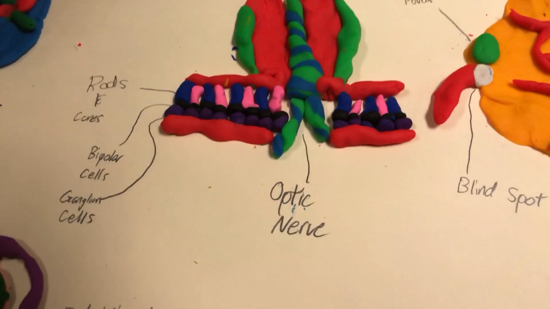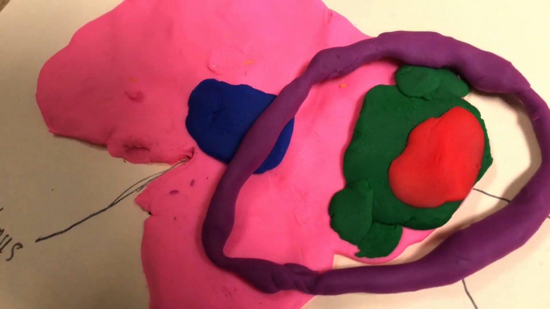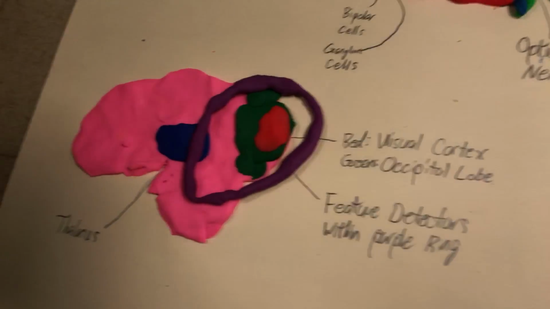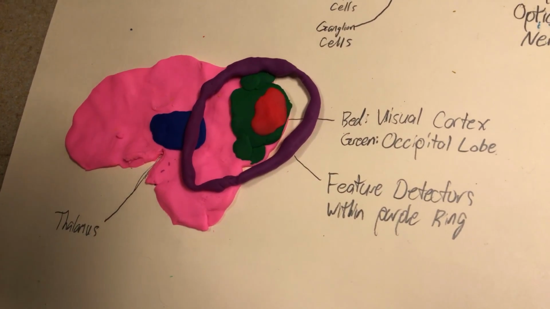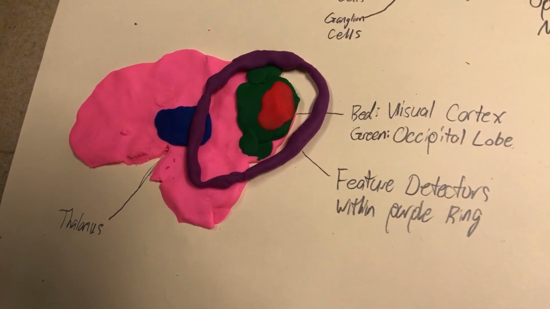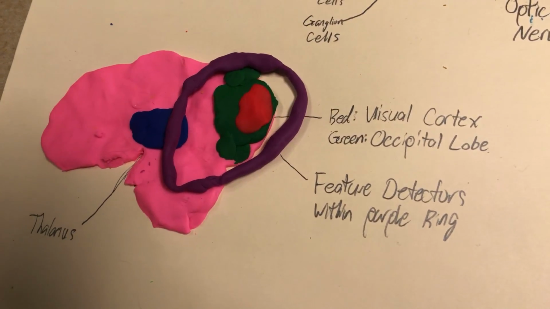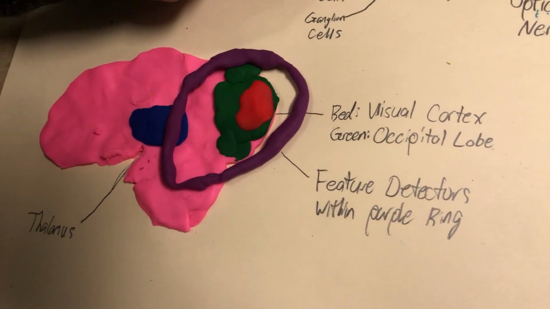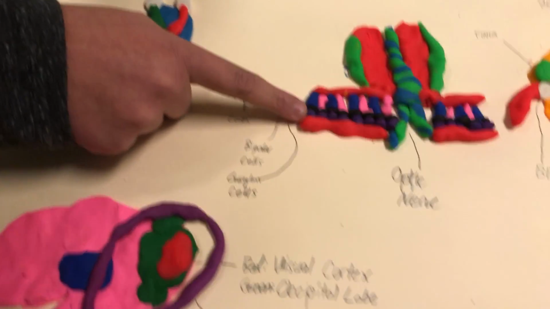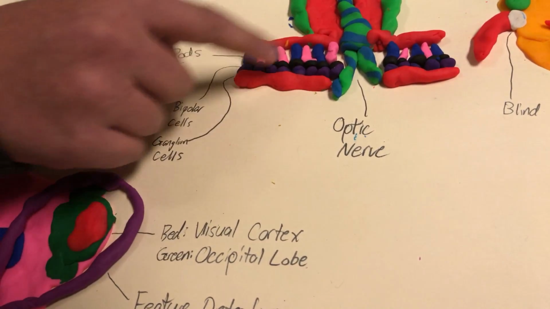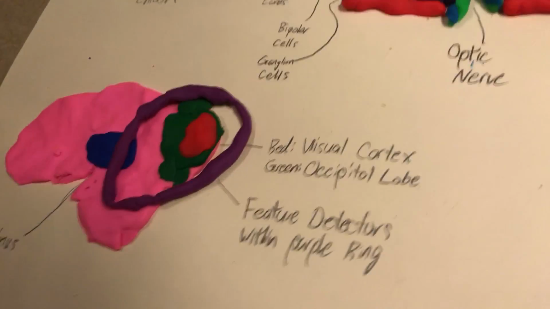So the thalamus right here processes all the senses and relays them to the brain. This happens to sight as well as other senses. So yeah, I don't know if I pointed them out, but the ganglion cells bring it to the optic nerve.